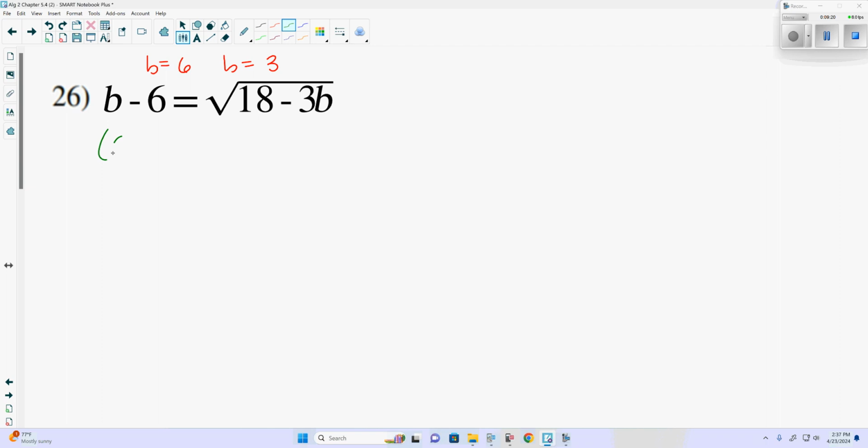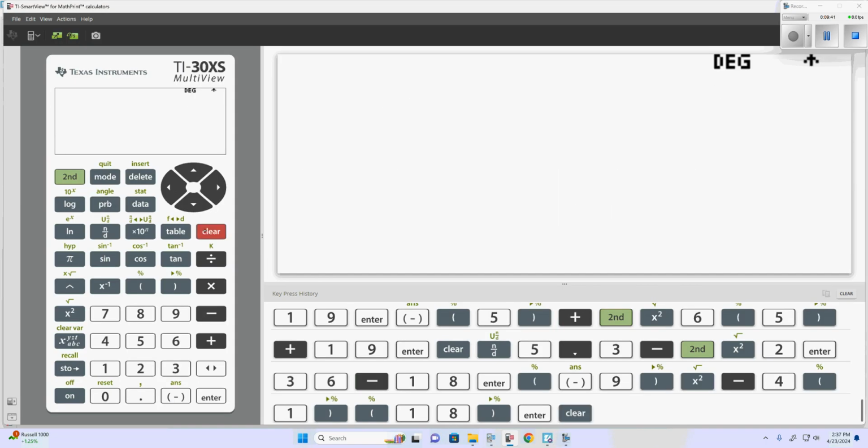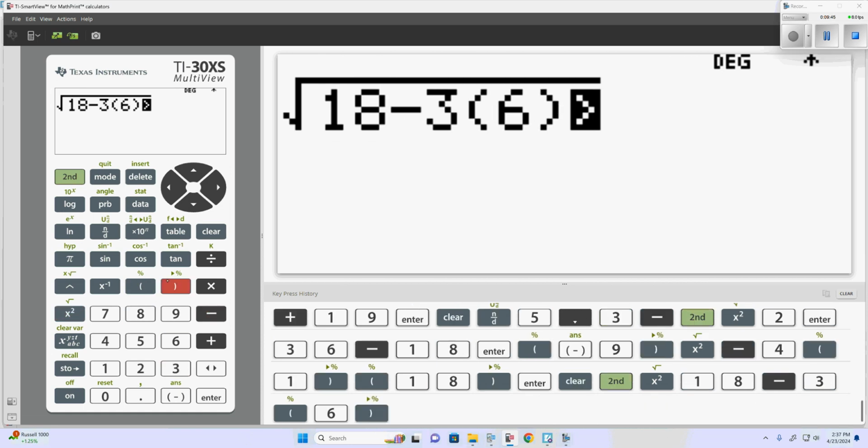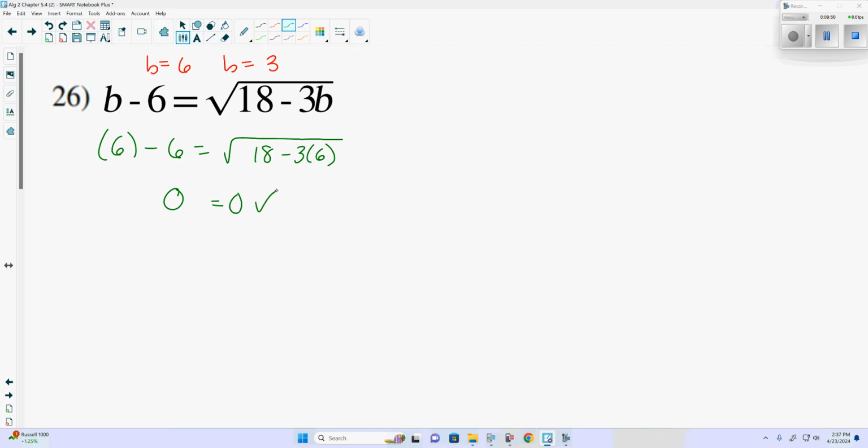We can check 6 first. So we're going to say 6 minus 6 is equal to the square root of 18 minus 3 times 6. Now the left-hand side of this is actually a little bit nicer to solve than the right, because 6 minus 6 is 0. And the square root of 18 minus 3 times 6 is 0. So 0 is equal to 0. This works. So that's one of our solutions.